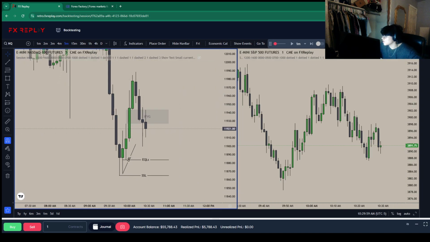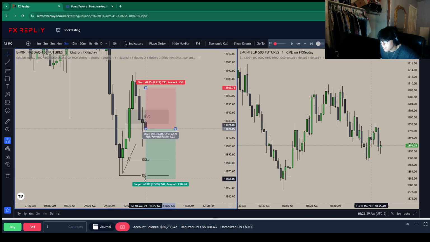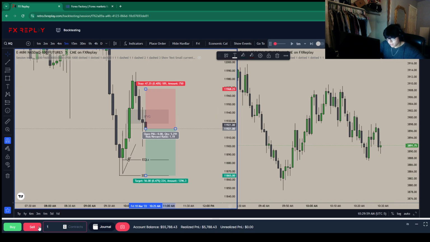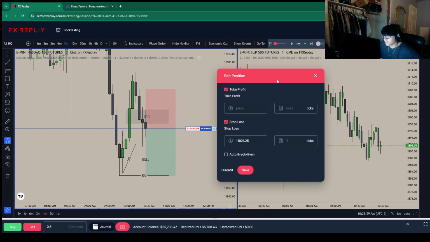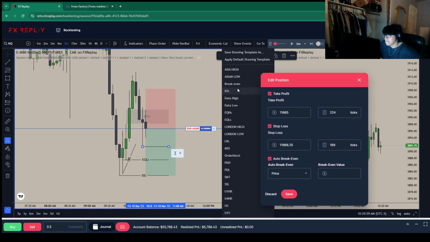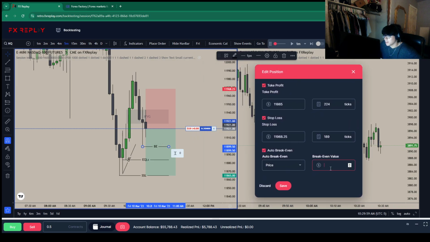Hopefully that's not too distracting. Take the 5 minute here. And probably size down here, right? I'll have stops here. So here we could definitely size down, just get 5 micros here into a sell. Take profits. Stop loss at 189 and 224. Break even at the new internal low, and that is at 11,899.50.